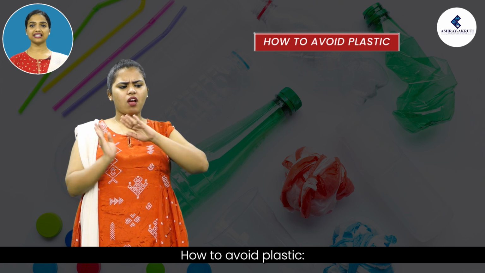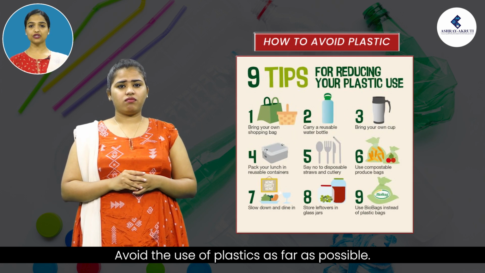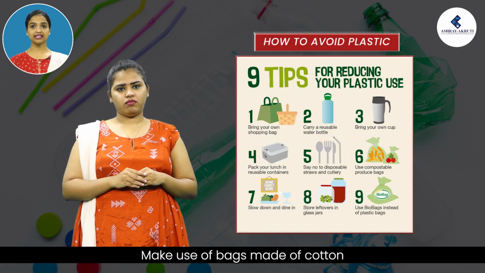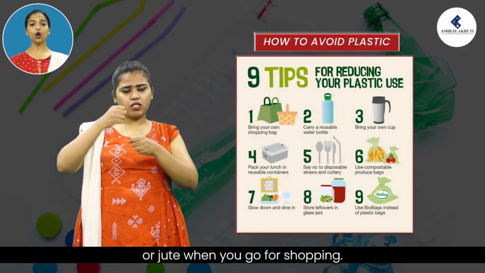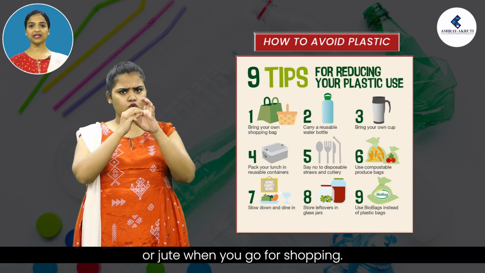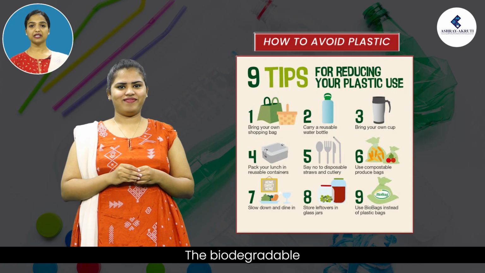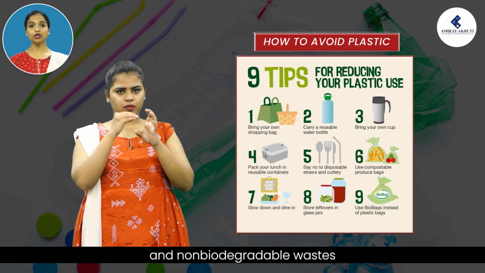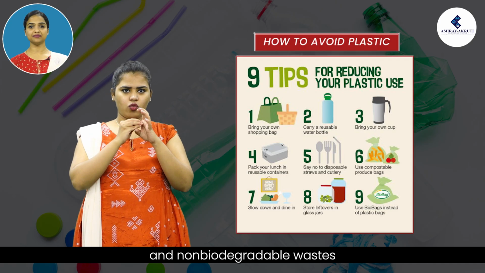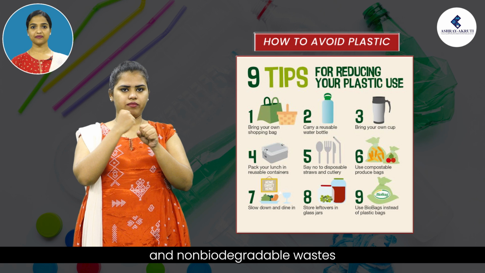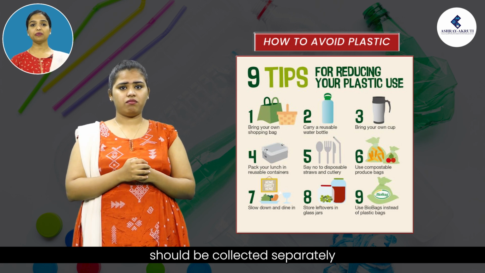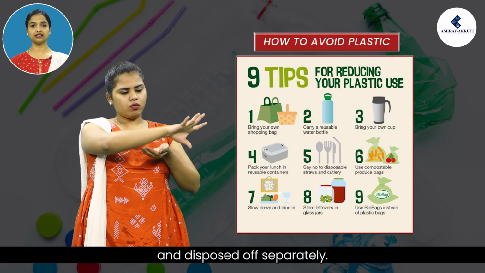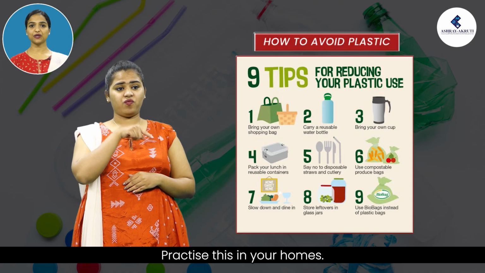How to avoid plastic? Avoid the use of plastics as far as possible. Make use of bags made of cotton or jute when you go for shopping. The biodegradable and non-biodegradable wastes should be collected separately and disposed of separately. Practice this in your homes.